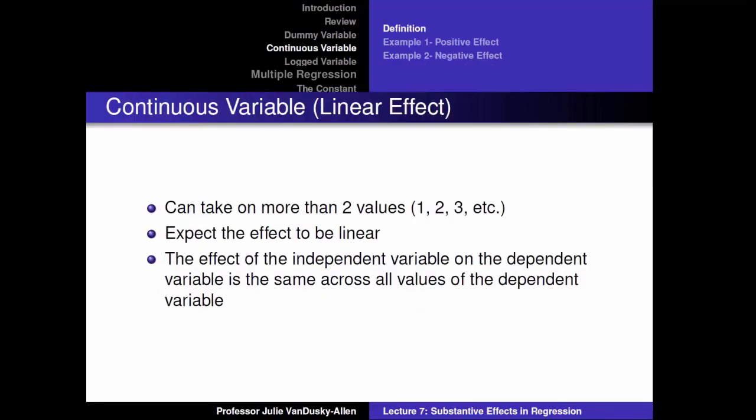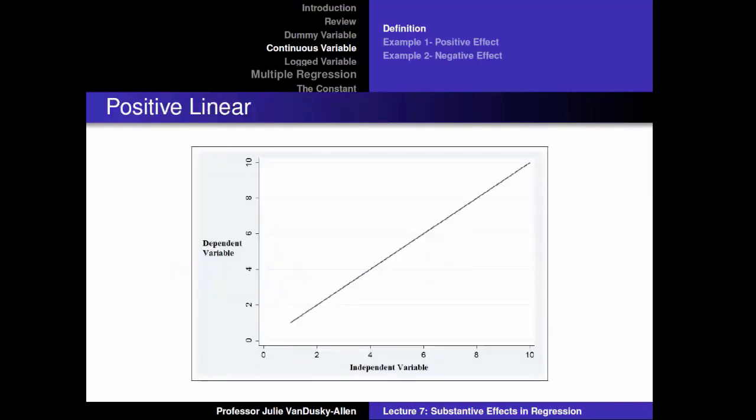Next, I'm going to show you how to interpret the substantive effects of continuous variables in regression when you expect those variables to have a linear effect on the dependent variable. First, a continuous variable takes on more than two values, such as 1, 2, 3, etc. Second, when you expect there to be a linear effect with the continuous variable, you expect the effect of the independent variable on the dependent variable to be the same across all values of the independent variable.